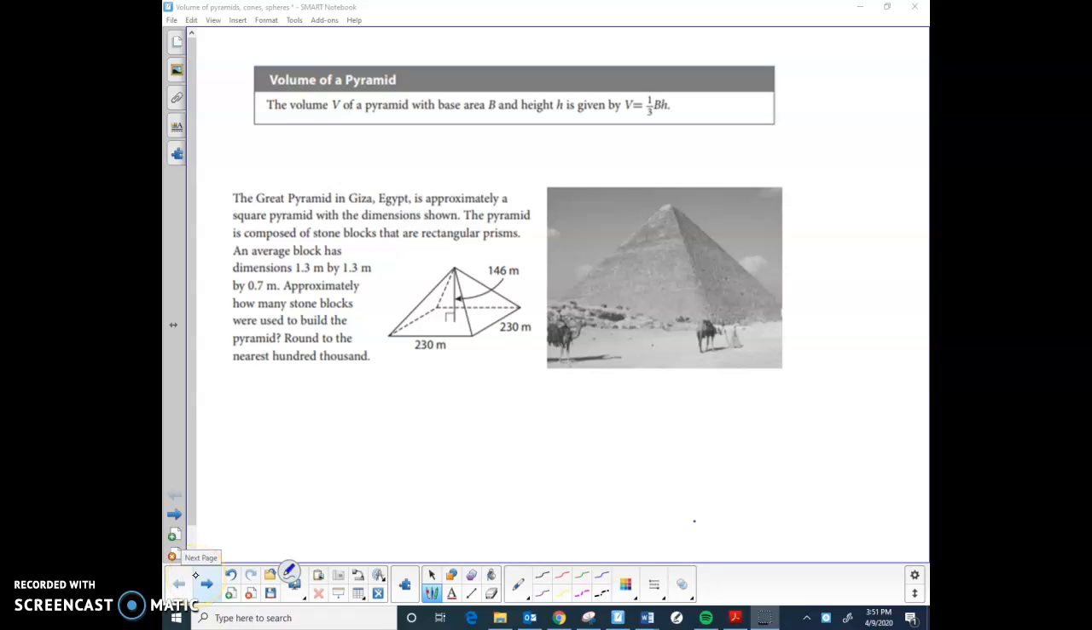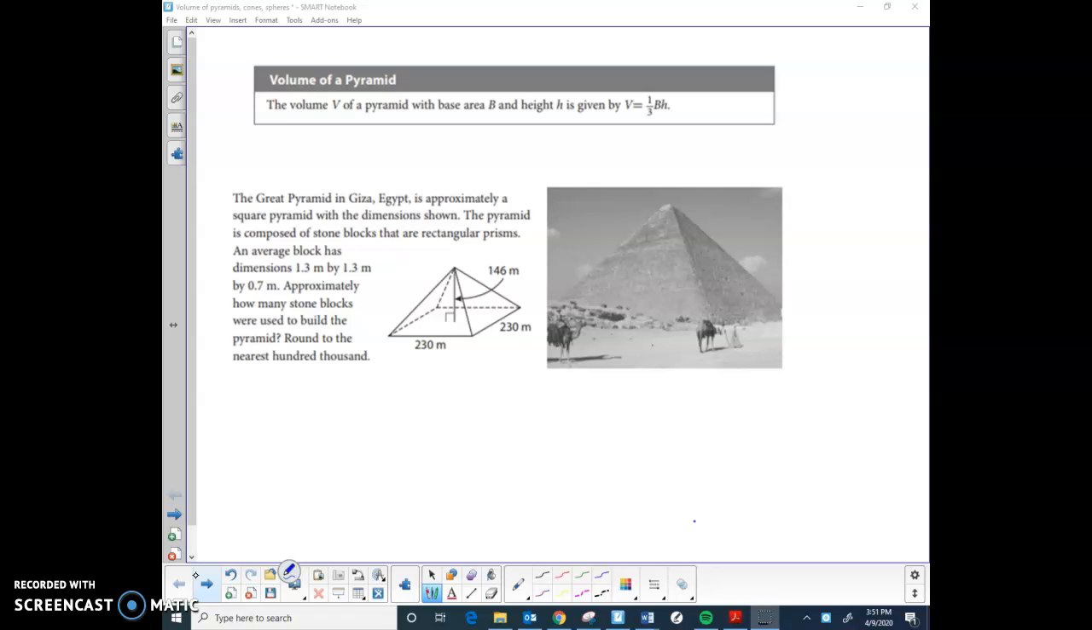All right, this week we're going to finish up volume. So we're going to do pyramids, cones, and spheres. All right, so we're going to start with pyramids. The other videos talk more about where these formulas come from. What I'm going to do is show you how to use the formulas.